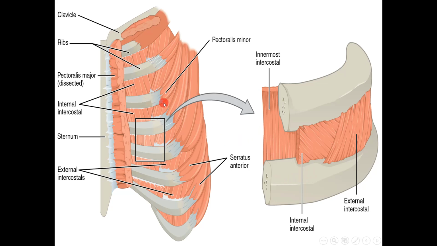Here, of course, this part is magnified in this size so you can see the arrangement of the muscles between the ribs, the intercostal muscles. Here is another muscle, which is called the pectoralis major, and we'll see it. And also, of course, this is another muscle, which is the serratus anterior.